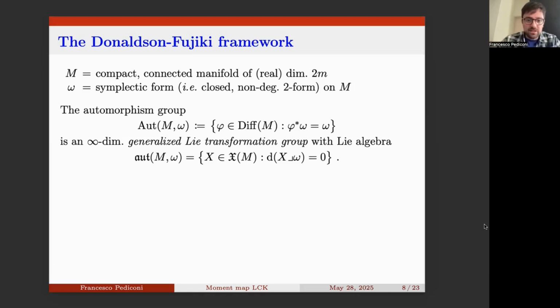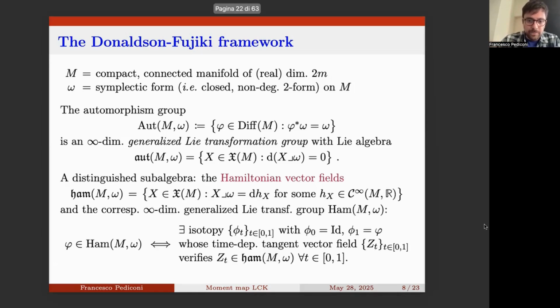In particular, for this group, the associated Lie algebra is the Lie algebra of those vector fields X such that the contraction of X with omega is closed. A distinguished Lie subalgebra of these infinitesimal automorphisms is given by the Lie algebra of Hamiltonian vector fields, which are precisely what we saw in the first slide. This is made of those vector fields on the manifold such that the contraction of X with omega admits a potential, which is called the Hamiltonian potential.